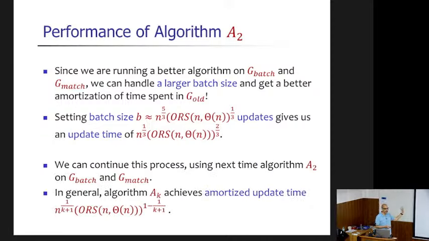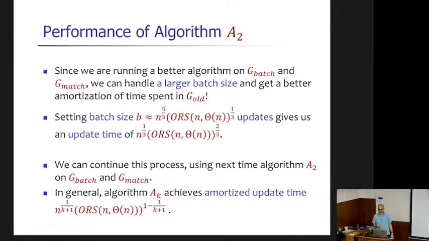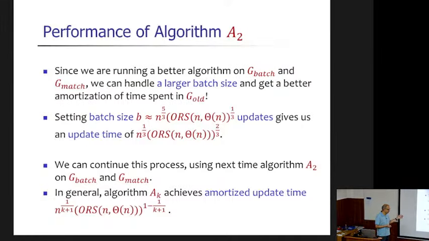And you can continue this process. Next, A3 will run A2 on GBAT and GMAT and so on. And ultimately, the final algorithm AK will give you N to the 1 over K plus 1 times ORS of N comma theta N to the 1 minus 1 over K plus 1. So in the limit, this gives you N to the small o of 1 update time times ORS of N comma theta N. Okay. So you have to pay attention to the fact that you lose at every level of recursion on the quality of the solution, so you have to pay attention to constants and such. But the idea itself is very simple.